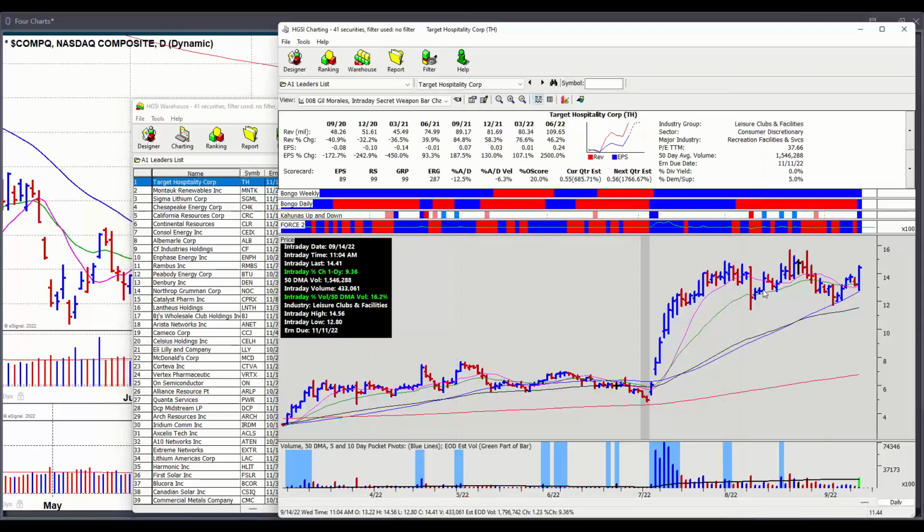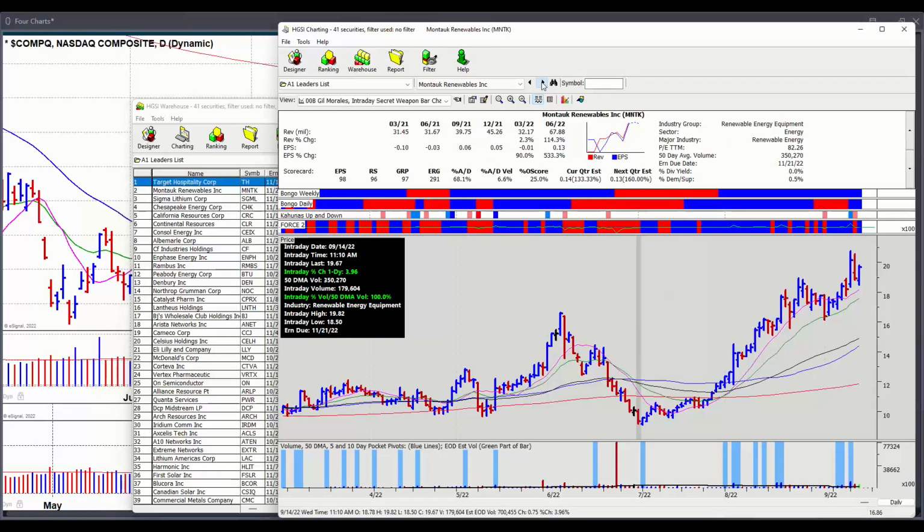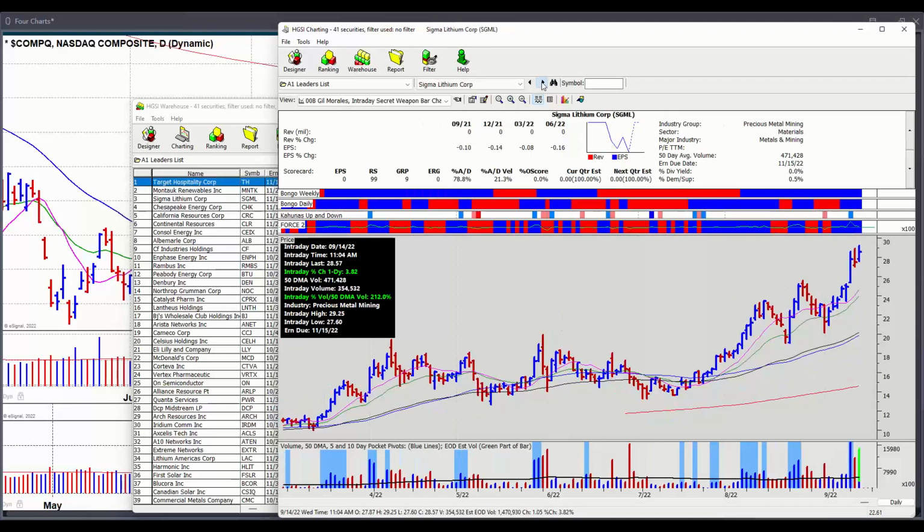So you've got things like Target Hospitality, leisure clubs and facilities. Not sure why this is rallying. I don't know if it's defensive or what, but it looks like it's on track for a pocket pivot, believe it or not. I'm not going to short that. Montauk Renewables just hanging out. Sigma Lithium. The lithium names continue to rally. That includes Albemarle, which is back at 305.32.